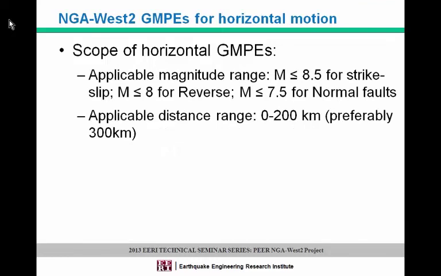Scope of ground motion prediction equations. This is an important point to make. I showed you that we have data up to magnitude 7.9. That's what we have. Fortunately or unfortunately, in the world, we don't have recorded ground motion for shallow crustal earthquakes. I'm not talking about Tohoku and so on. Shallow crustal earthquakes, we don't have more than magnitude 7.9.